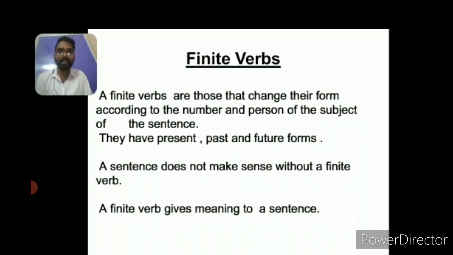One more thing, students, a sentence does not make sense without a finite verb. Remember this. Finite verb is very important in a sentence. Okay, if it is not there, your sentence is absolutely meaningless. Let's see some examples.